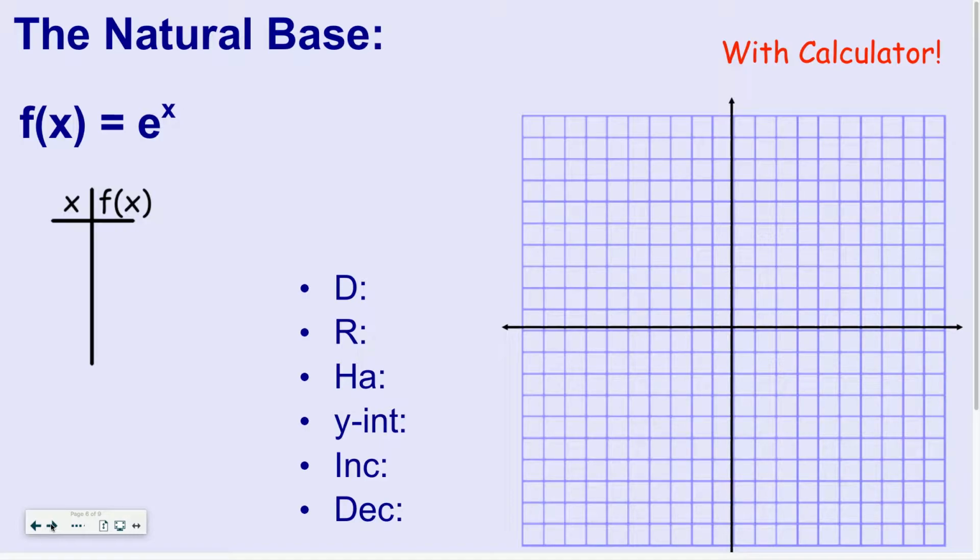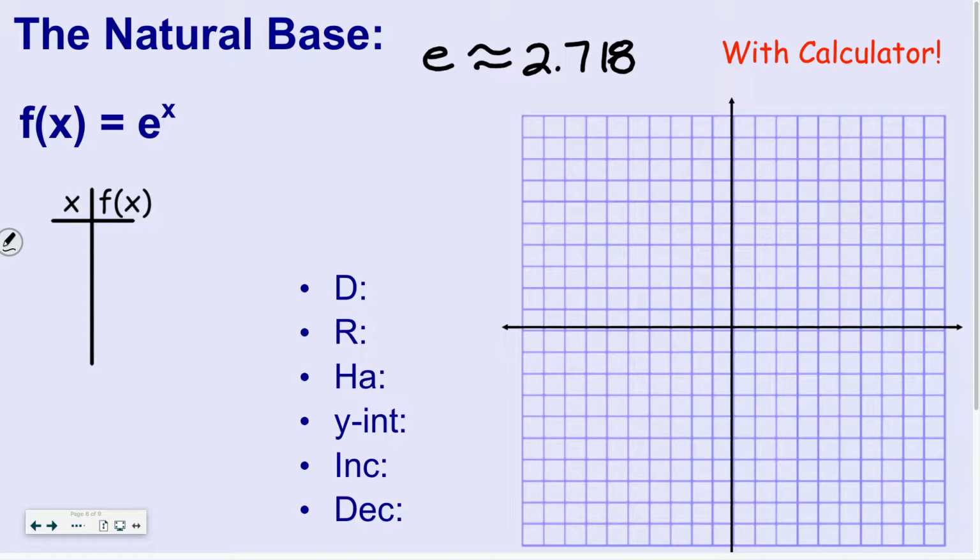Okay, the natural base is the number e. Does anybody remember the value of e? Approximately 2.718. That's our value for e. And e is generated by our compound interest formula, which we're actually going to cover on the next slide. So it's called the natural base because it represents what happens in nature.